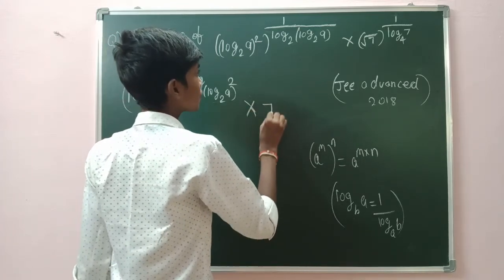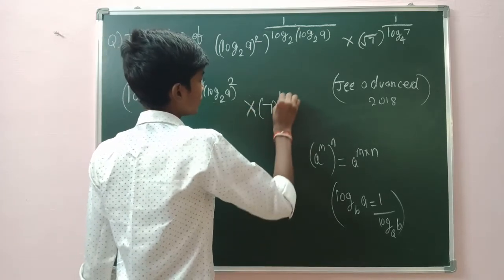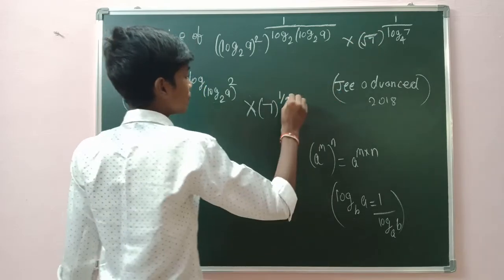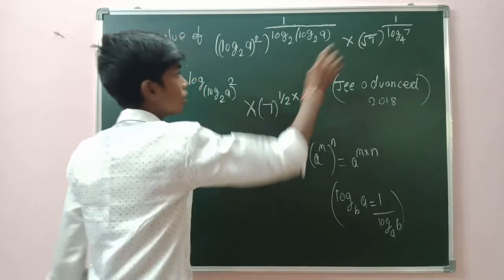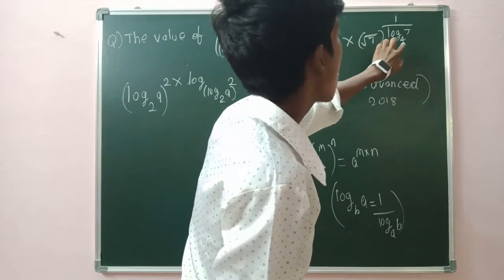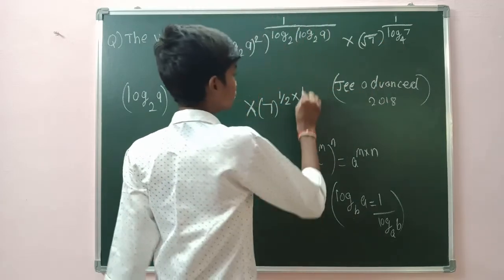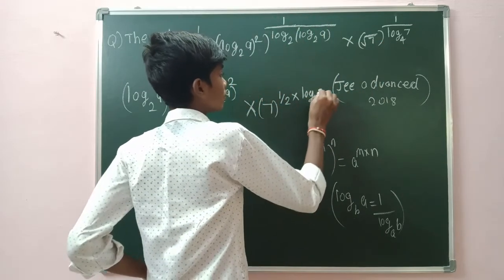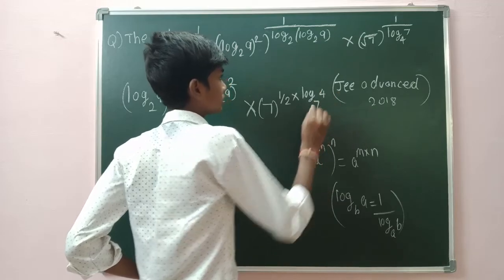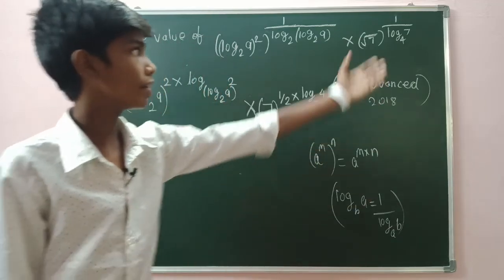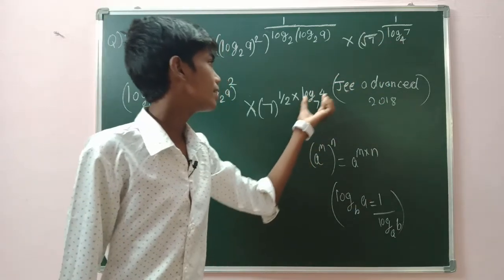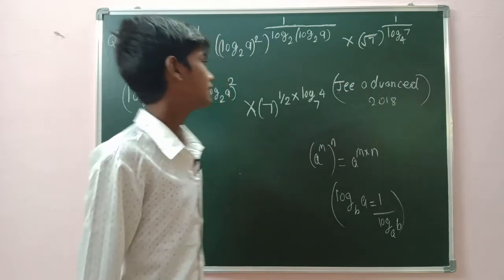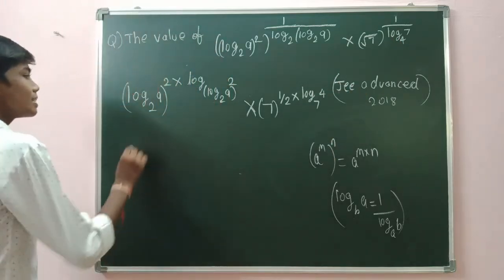Root sum is 7 power 1 by 2. So 7 power 1 by 2. Again use the same property. So 7 power 1 by 2 into I am having 1 by log of 7 to the base 4. I can write this as log of 4 to the base 7. Just using this property only I am doing. 1 by this can be written as just interchange your base and inside value. Now after this is going to be very simple people.